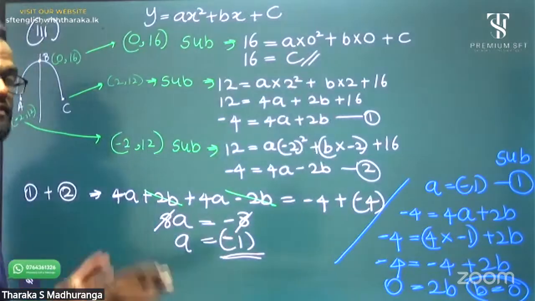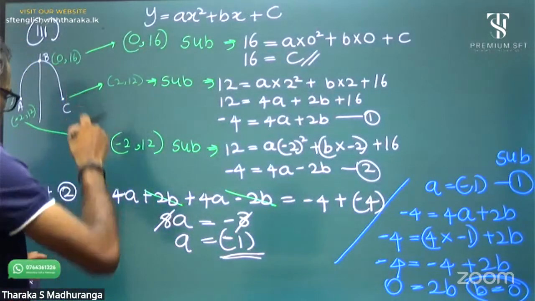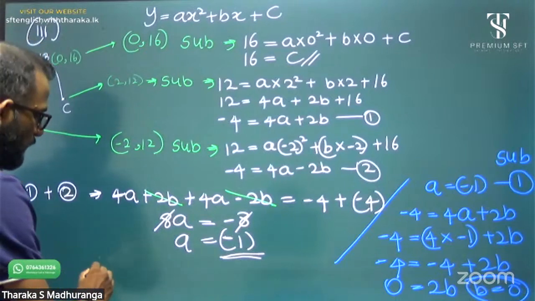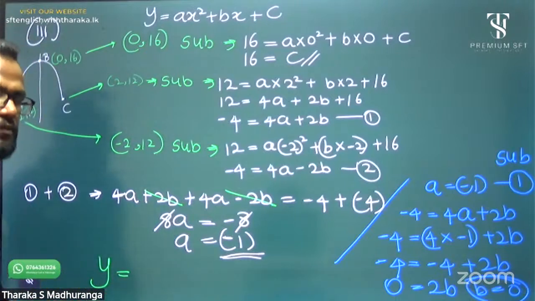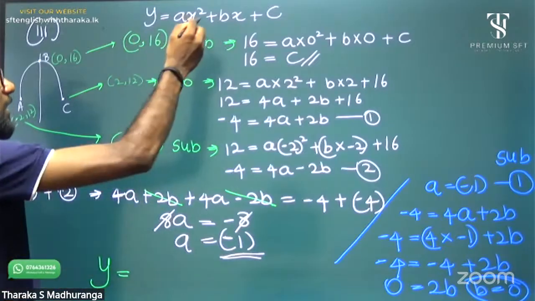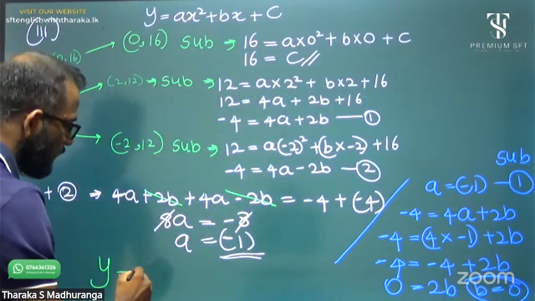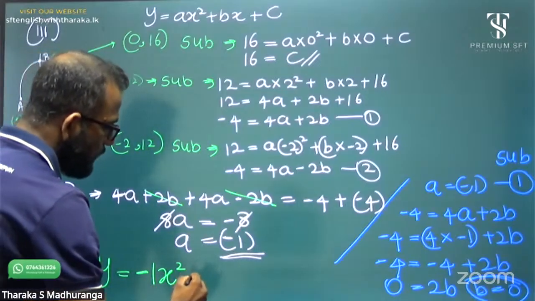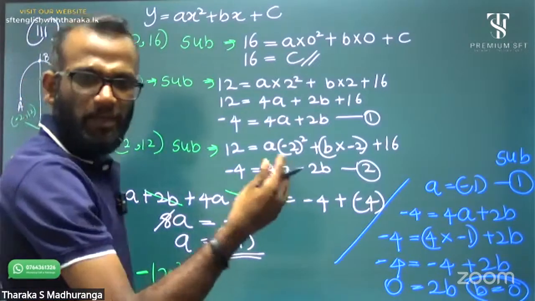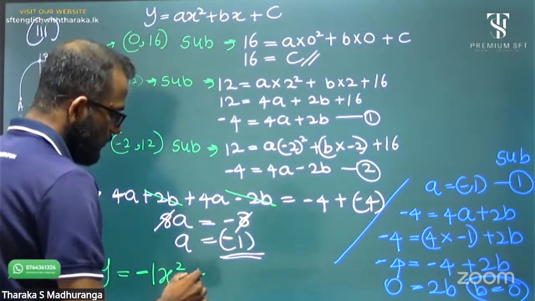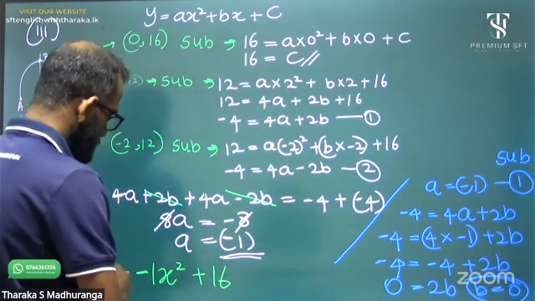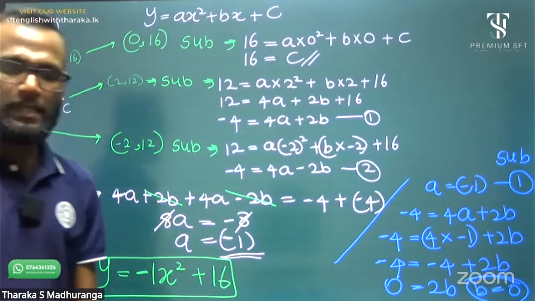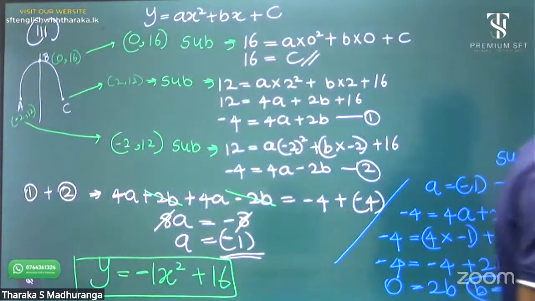Now the question asks for the quadratic equation of the ABC curve. You can write y equals a value minus 1, minus 1 x squared, plus 0 x, and b is 0 so you don't need to mention it, plus 16. This is the final answer.